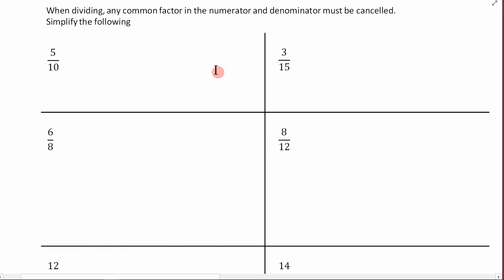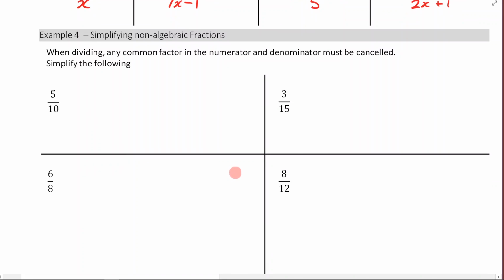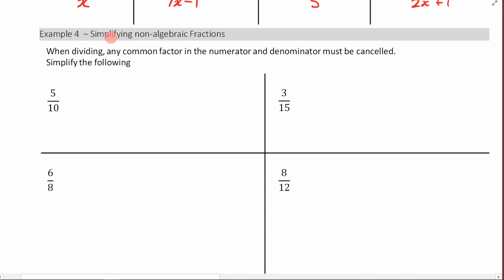Okay, now we come to something that might be a little tricky, and that is simplifying non-algebraic fractions, and later on we'll simplify some algebraic fractions. But first, let's just deal with some non-algebraic ones. And what I mean by that is that all these fractions don't have numerals. Okay, let's read this. When dividing, any common factor in the numerator and denominator must be cancelled.